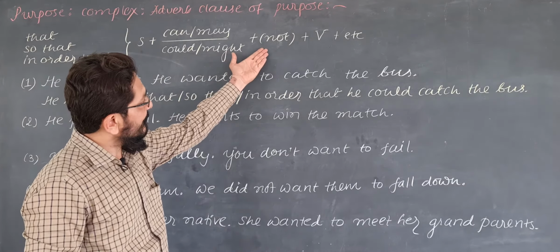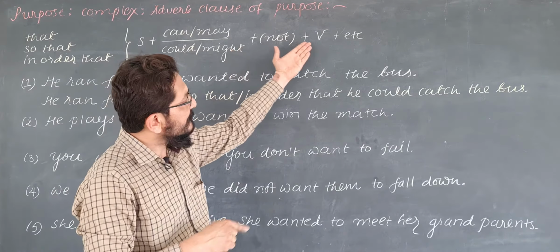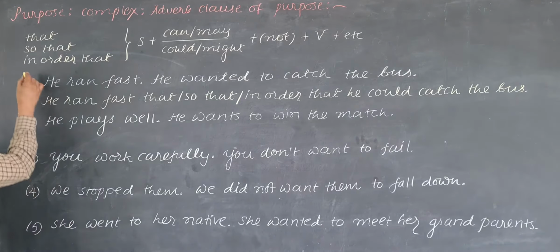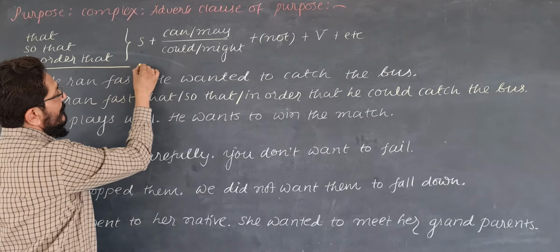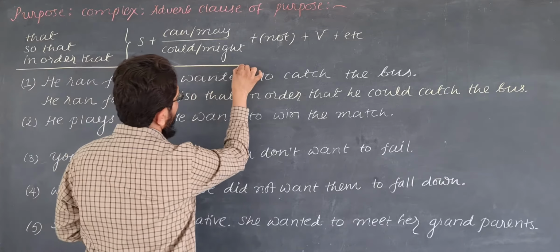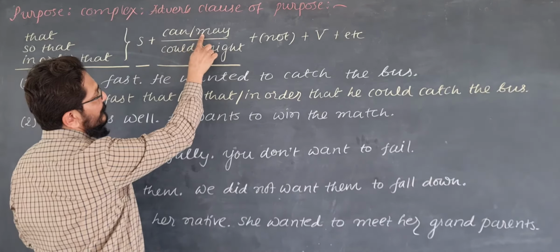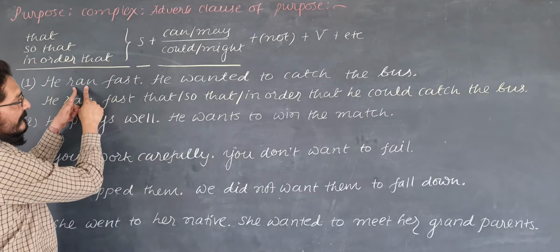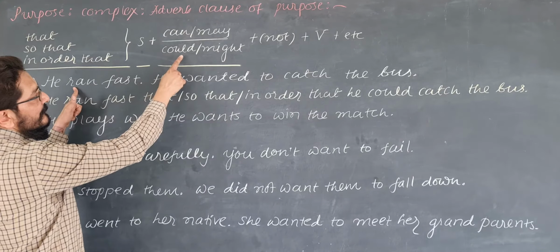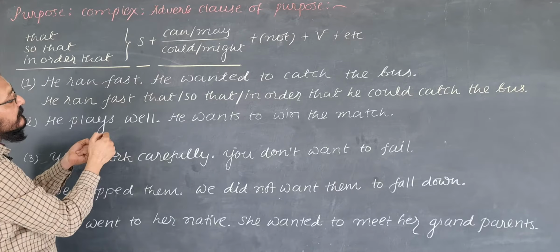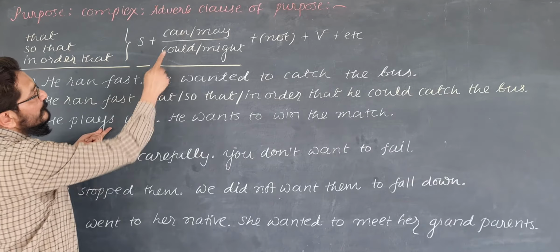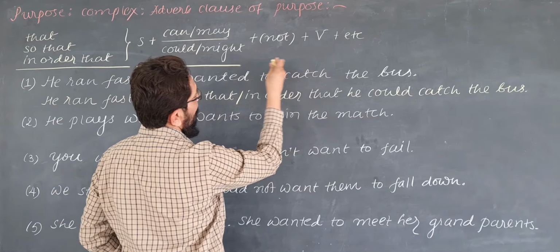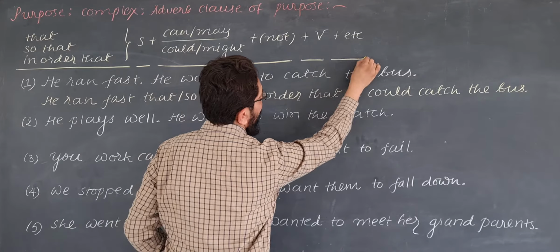If the sentence is negative, we shall use not, then comes pure verb and etc. So this is the formula, right? That, so that, in order that, then comes subject, then auxiliary. Auxiliary can be can or may, could or might, if the sentences are past tense. For example, ran. This is past tense, so we shall use could or might. But if the sentence is non-past, then we have to use can. If the sentence is negative, we will use not, then comes the verb, and then etc.